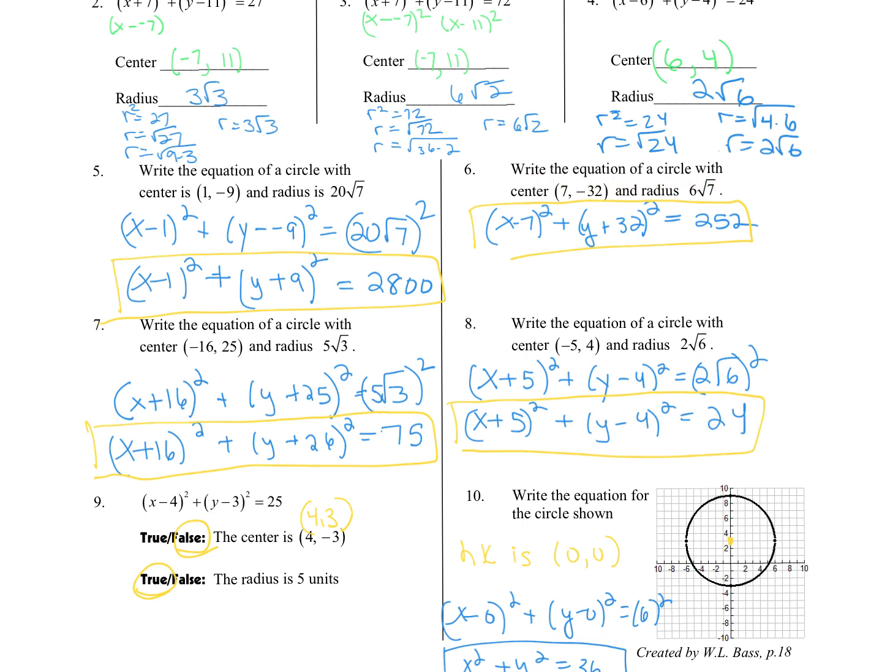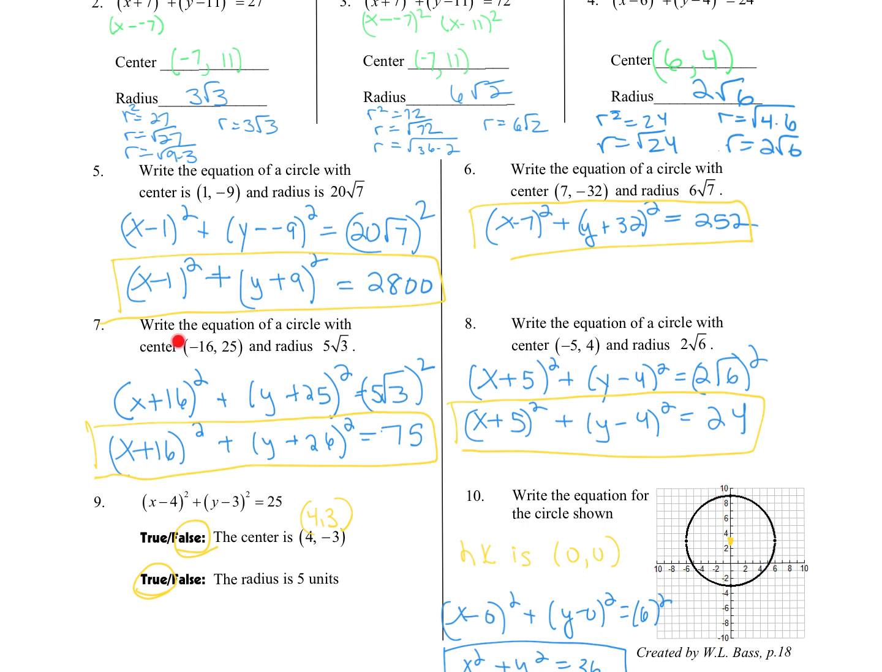Number 6, write the equation of the circle with the center at 7 and -32. So x minus our x value here is 7. Our y value is our diameter, and we're going to measure that also. So we're going to have y minus a negative 32, and that is going to equal, if 6 times the square root of 7 was our radius, then if we square that, that's going to be 36 times 7, which is 252.